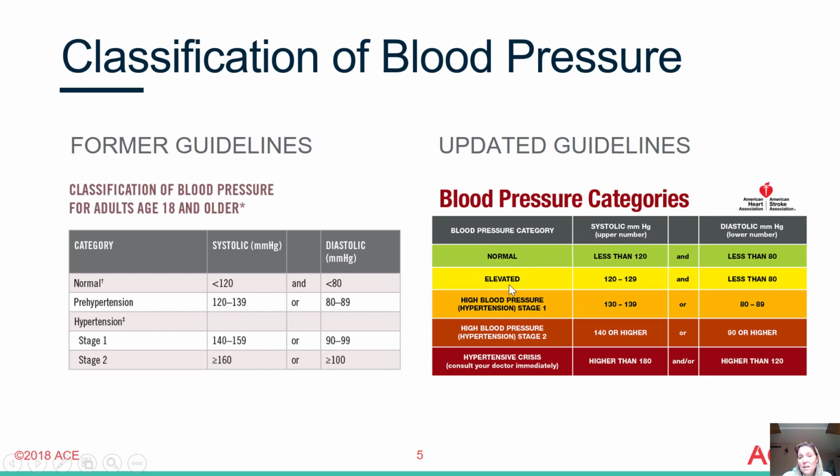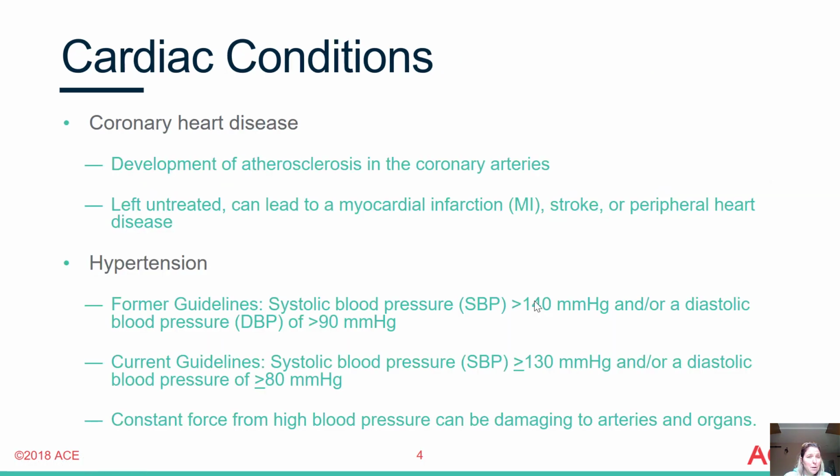Now it's considered elevated. And hypertension, stage 1 hypertension, is now diagnosed as a systolic in the 130s and a diastolic in the 80s. So that's now considered hypertension. With these new guidelines in place, many more Americans are being diagnosed with high blood pressure. That constant force from high blood pressure can definitely damage the arteries and the organs. So that's why we want to make sure that we're trying to control blood pressure.